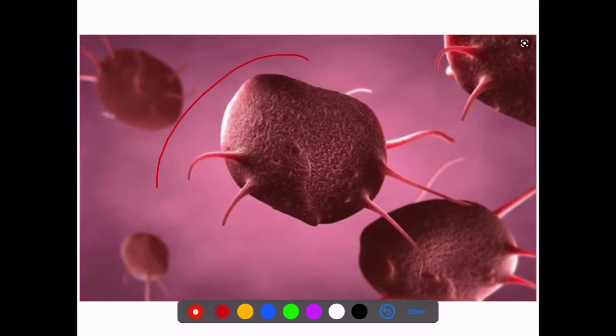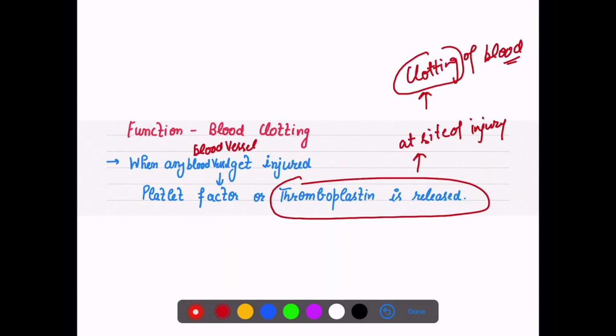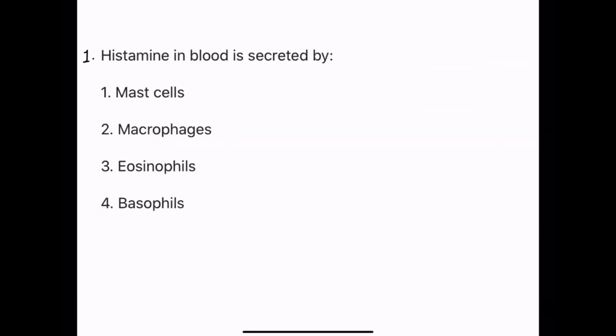So this is the structure of platelets, which is what they look like in our blood, and their size is small. They are 2 to 3 micron, and lifespan is 7 to 10 days. So I'm leaving you here with the last important questions from the topic. If you go through the tabulated form of all the cells once again, then you will be able to answer these questions very easily.